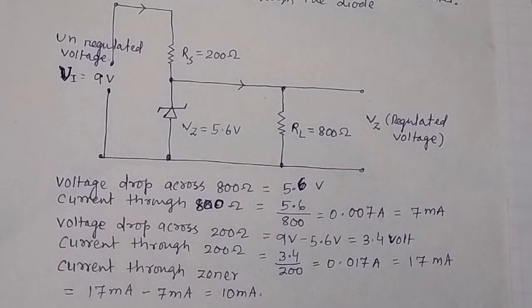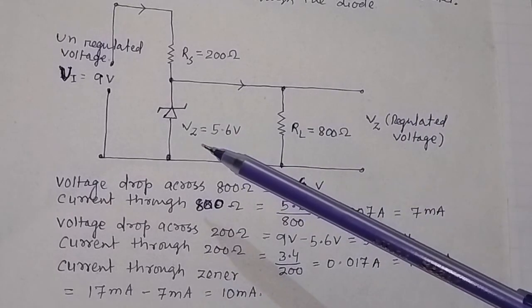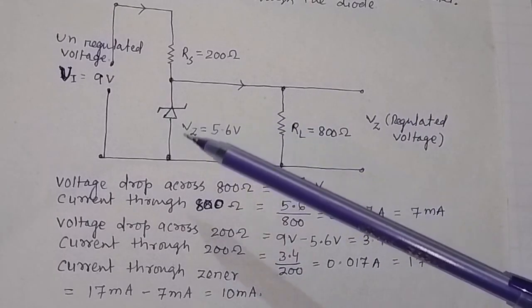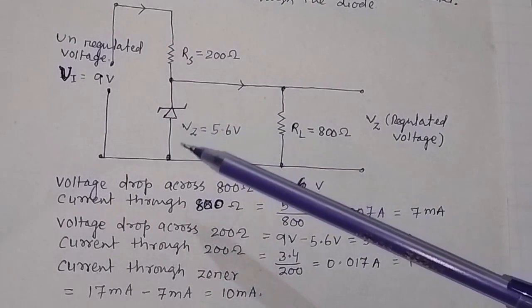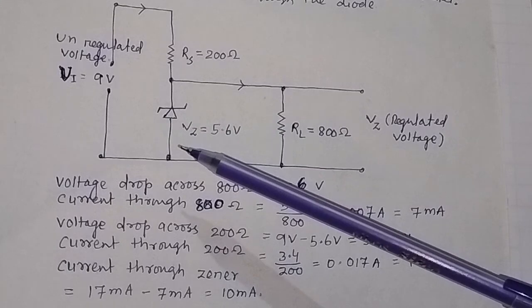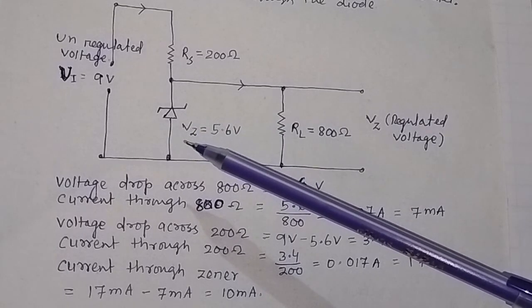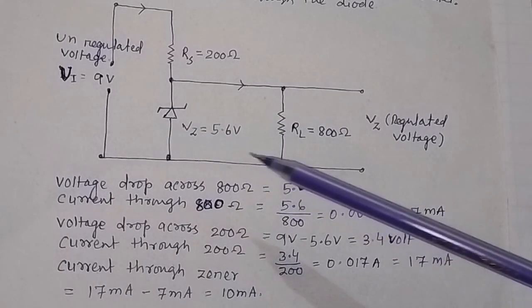That is why it is called a voltage regulator, because here you see the voltage is fixed, and whatever current you pass through this zener diode, the voltage will not change. That is why it acts as a voltage regulator.